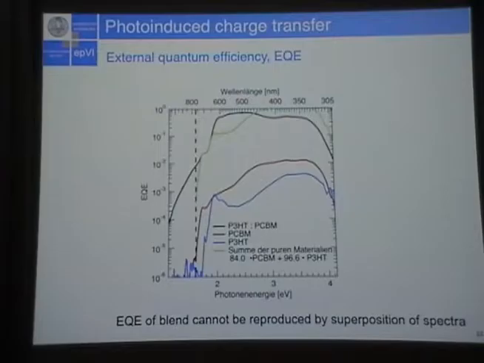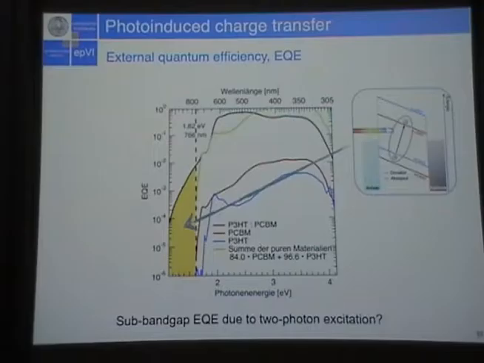Where does it come from? We attribute it to the formation of this charge transfer exciton. This is a kind of working scenario, but of course we should check if it is true. The first check could be whether it is a kind of up-conversion or two-photon process. You shine red or infrared light into your device, and due to a two-photon process, you actually end up somewhere here and generate such current.